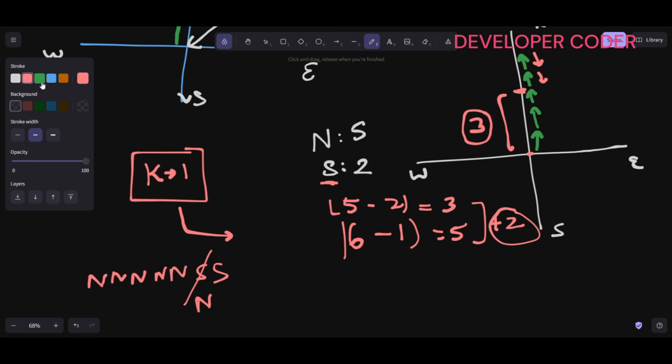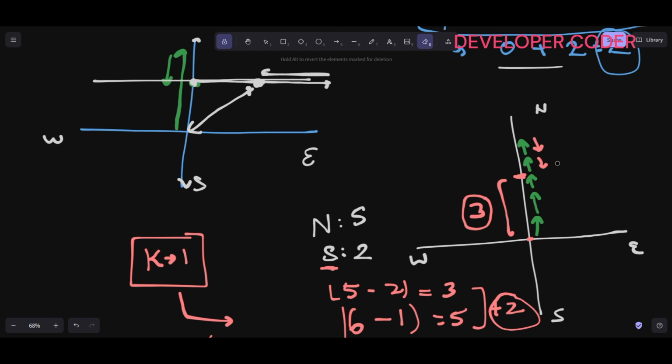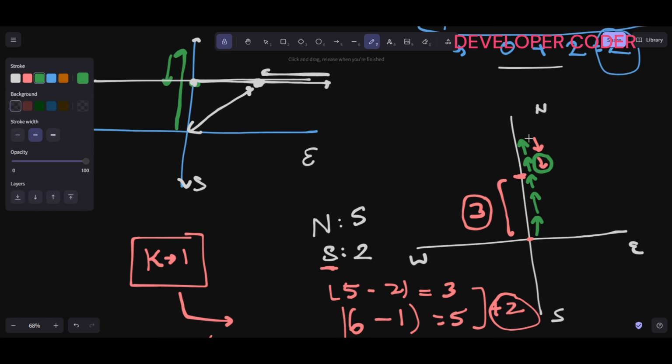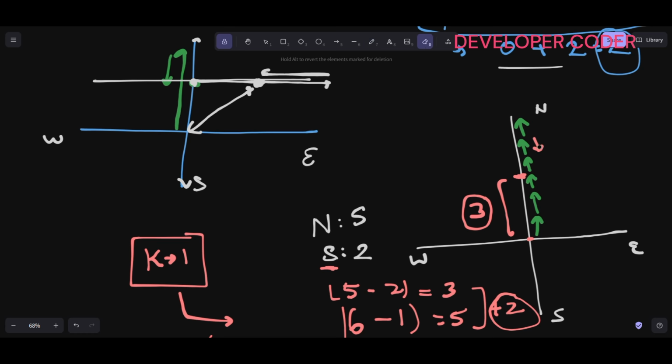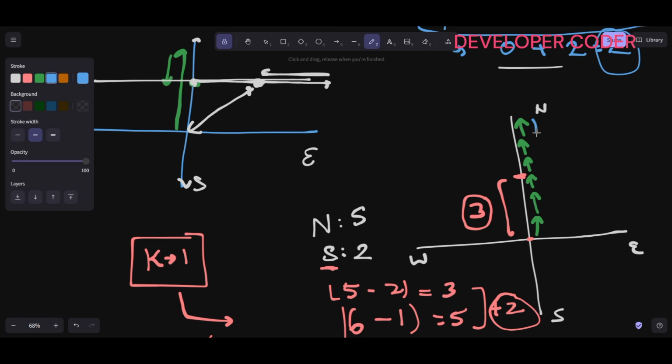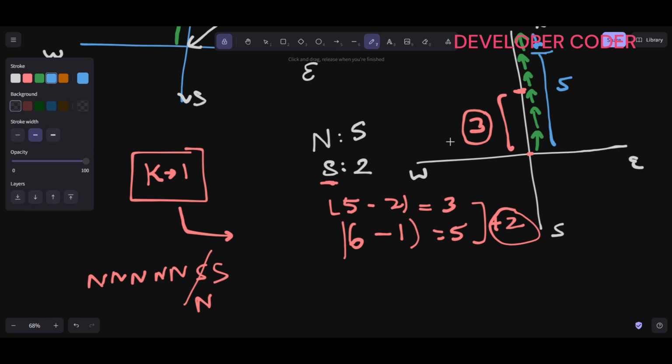If you want to understand it visually, here we are removing one south. We remove this arrow and we add it here. So I can simply remove this, and this arrow I can simply place it here, and now from here you need to calculate this. So by changing just one direction, it is impacting the distance by plus 2. This is what I want to tell you.